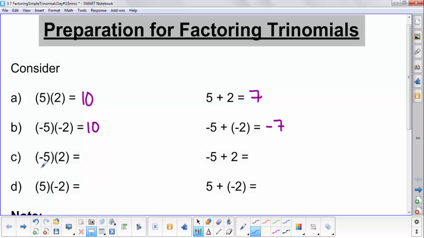Now let's think about how I can multiply to negative 10. Well, one way to do that would be to take negative 5 times positive 2. And if you took those two numbers and added them together, this time we would get a sum of negative 3. And finally, another way to get to negative 10 is if the 5 was positive and the 2 was negative. And if we took those numbers and added them together, then we would have a sum of positive 3.